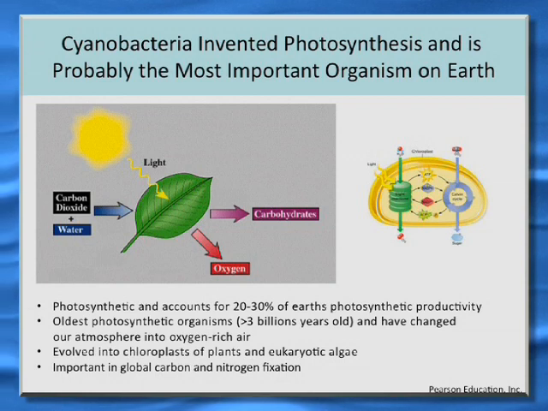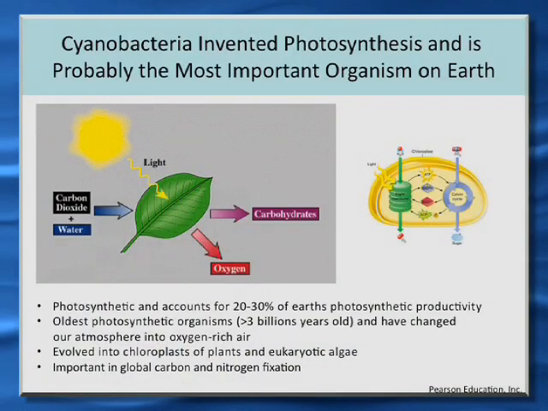And cyanobacteria are responsible for about 20 to 30% of the photosynthetic productivity on the planet. So they add a lot to the oxygen in the atmosphere. They're estimated to be over 3 billion years old. So they're probably the oldest photosynthetic organism on the planet. So the atmosphere that we have today is most likely a result of early cyanobacteria on the planet.